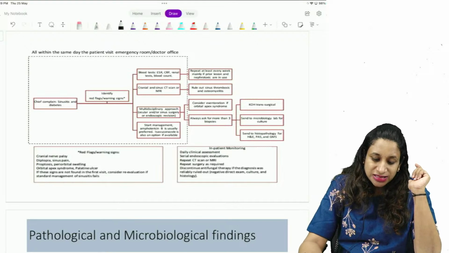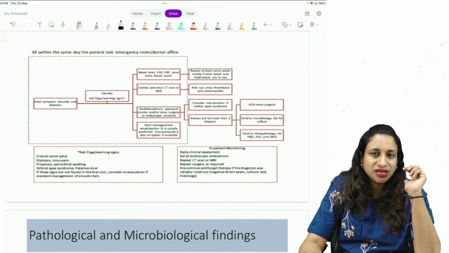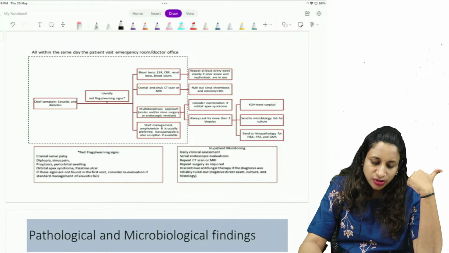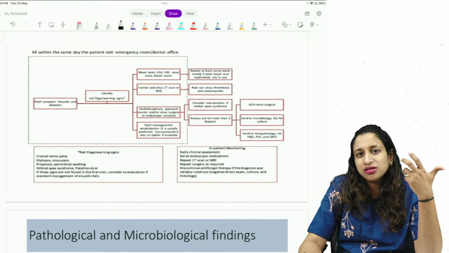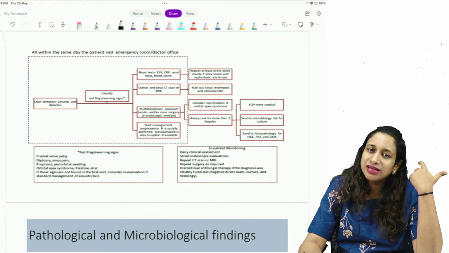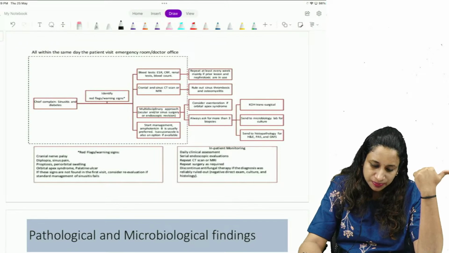Cranial and sinus CT scan and MRI, very, very important. One of the most important things that you can do just to rule out osteomyelitis and sinus thrombosis. Now other things that you can do is, you also require an opinion of an ophthalmologist. You would want them to examine, and obviously an ENT surgeon would want to do an endoscopic evaluation.